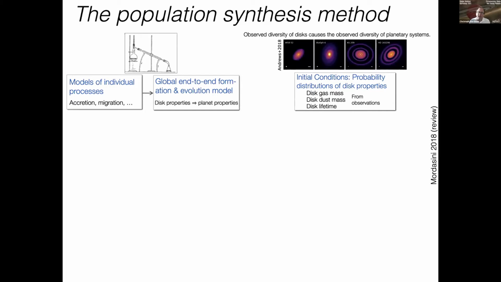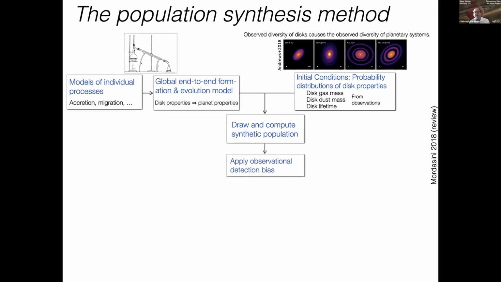Once we have these two elements, we can start our end-to-end model with different initial conditions, drawing in a Monte Carlo way from this probability distribution, and each time compute one synthetic planetary system. And then we can do that 1,000 times or so, and then we get a synthetic population.